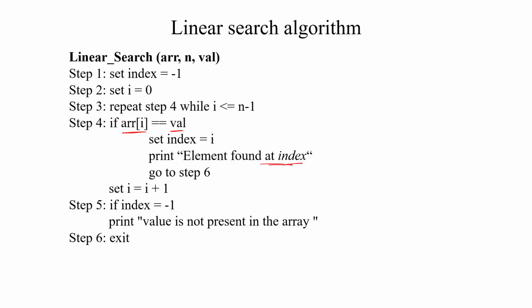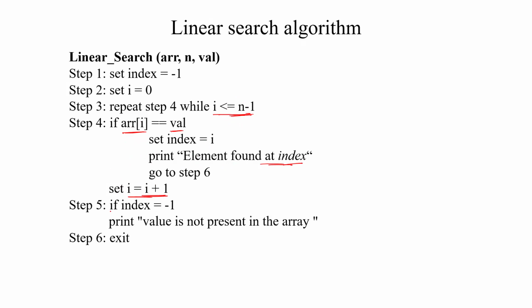Let's suppose this condition is not satisfied. Then I will increase the loop, meaning I is equal to I plus 1. The value of I will increase. Then I will check for the next element. So in this way, this loop will continue until the value is found or until this condition is false.